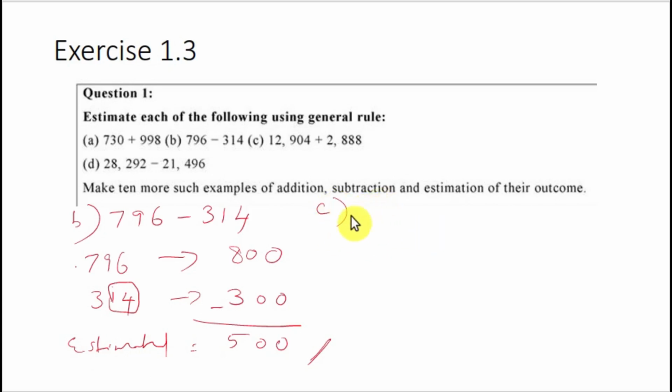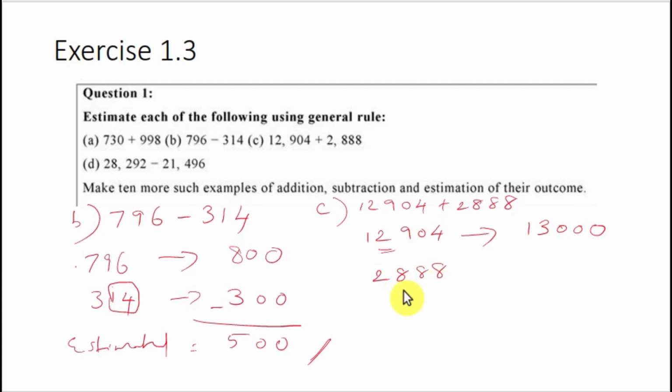Okay, the next one. Here 12904 plus 2888. 12904, I am rounding off to the nearest 1000. So what happened? 904 is close to 1000. So it is 13,000. So 2888, rounding to the nearest 1000. So 888 is close to 1000.